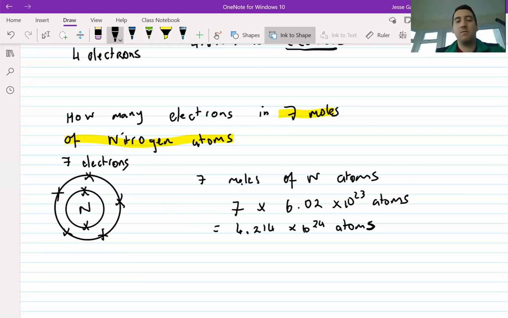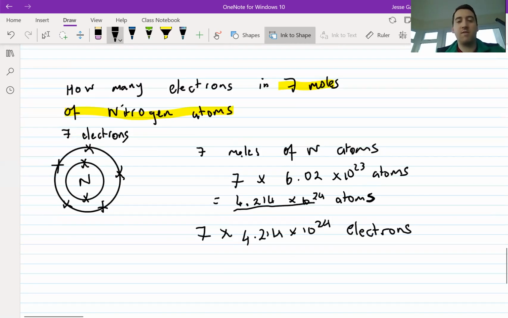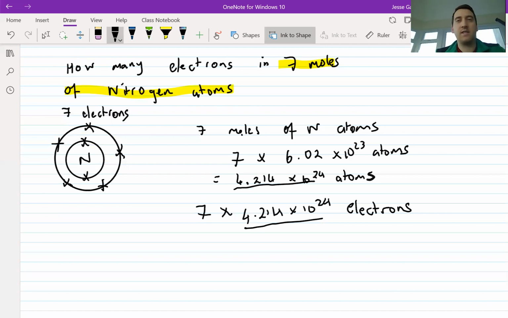Now, if we want to find electrons, we have all this amount of atoms, and every one of them has 7 electrons. So we're going to take that many atoms. Each one of them has 7 electrons. So that means we're going to have 7 times this amount, because this is the number of atoms and every atom has 7 electrons. So all the atoms, we've got to multiply that by 7. So put that in your calculator now and see what you get.